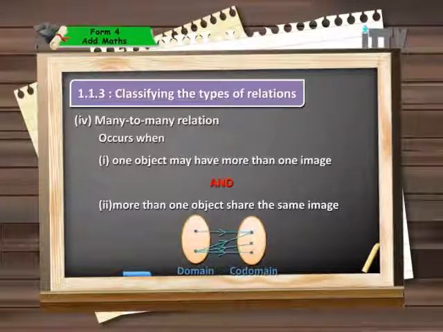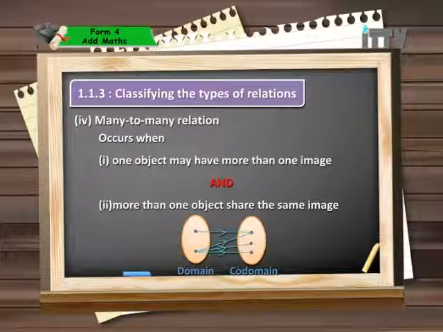And finally, viewers, a many-to-many relation occurs when one object may have more than one image and more than one object share the same image. And as you can see, this is represented in the arrow diagram given in the slide, viewers. The domain contains 2 objects, but you will see how some objects will map onto the same image, but sometimes some objects may even have more than one image in the codomain. This is what we call a many-to-many relation.